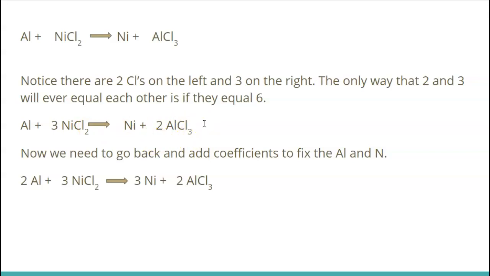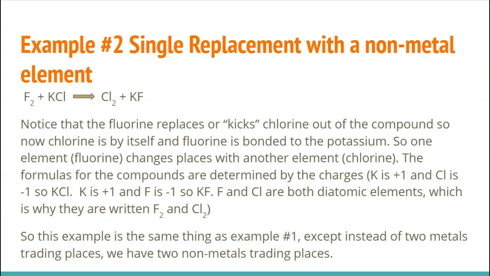But in fixing my chlorines, now I've messed up my nickel and my aluminum, because this 3 here applies to everything behind it. So this means I also have 3 nickels, which means I have to put a 3 here. And this 2 means I also have 2 aluminum, so I have to put a 2 here. And now everything's balanced. Let's take a look at another example of a single replacement reaction.